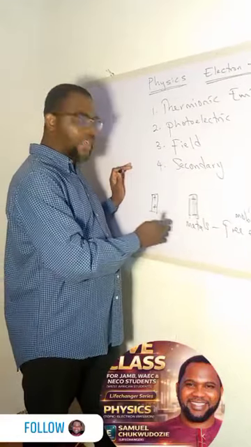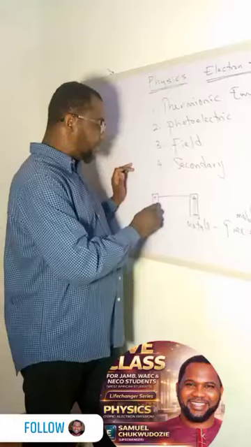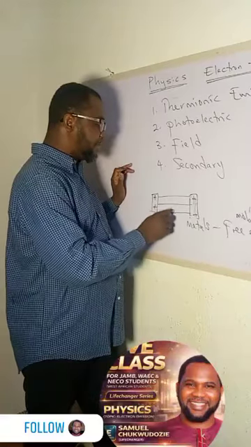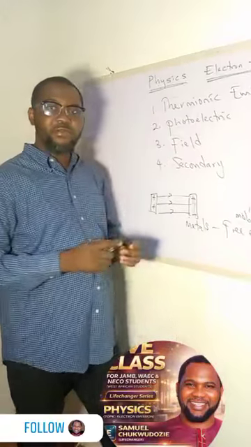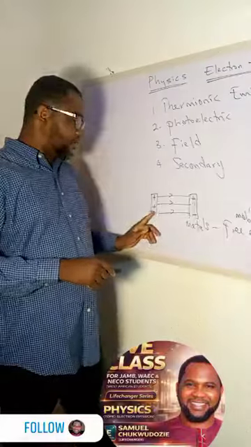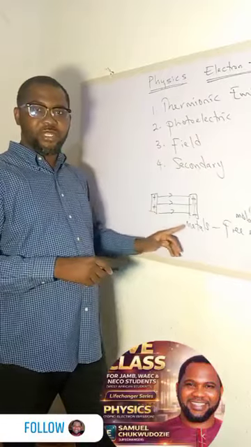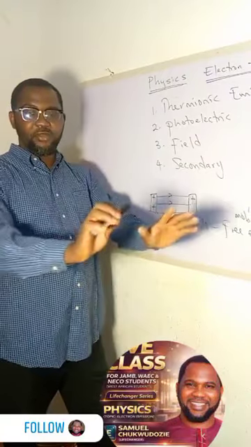Now, whenever you have a system like this, it always generates a field. Electric field always moves from the positive side to the negative side. That's the direction of electric field.